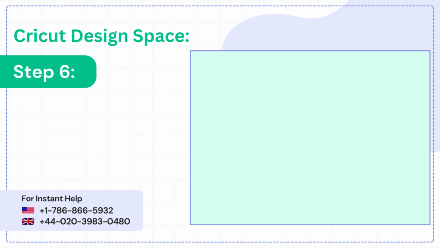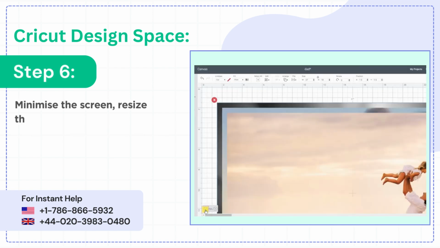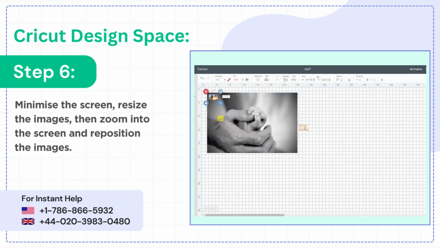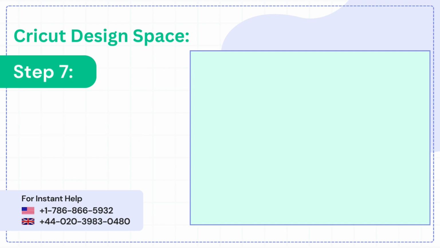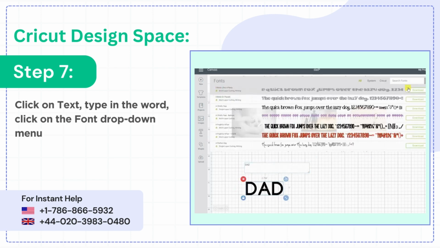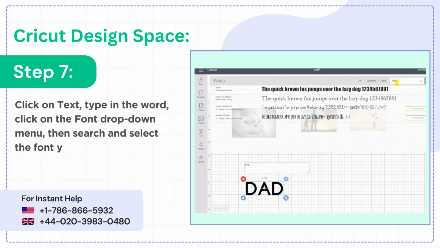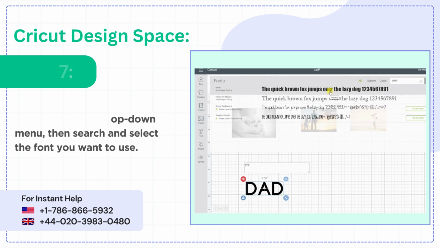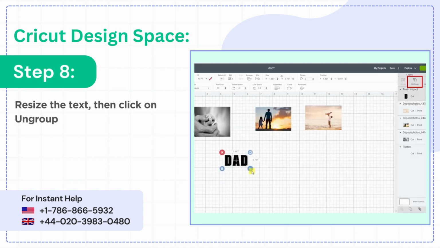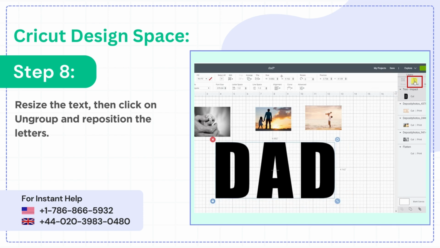Step 6. Minimize the screen, resize the images, then zoom into the screen and reposition the images. Step 7. Click on Text, type in the word, click on the Font drop-down menu, then search and select the font you want to use. Step 8. Resize the text, then click on Ungroup and reposition the letters.